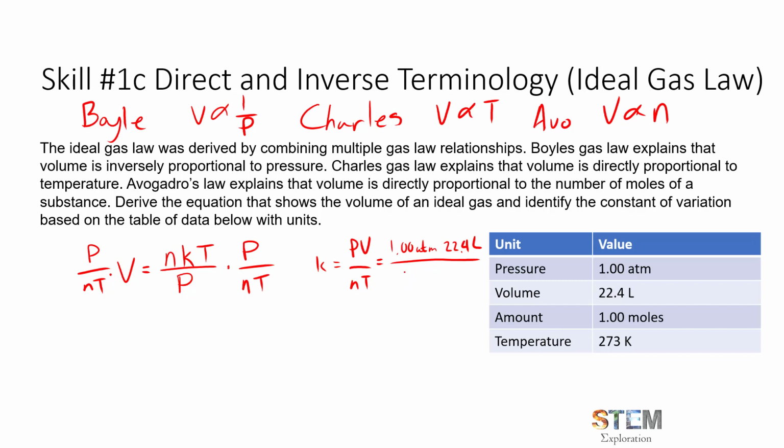And now we're going to say 1.00 moles times 273 Kelvin. And what you will find is that when you do the math here and you take 22.4 and divide it by 273, because the ones are just ones, you'll find that the constant of variation is equal to 0.08205 liters atmospheres per mole Kelvin. Pretty slick, huh? And this is how we found what eventually got referred to as gas constant R.